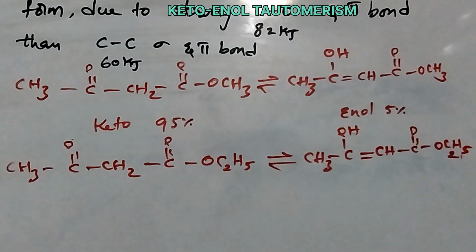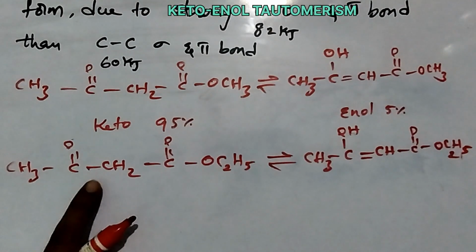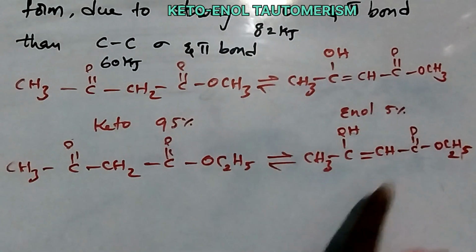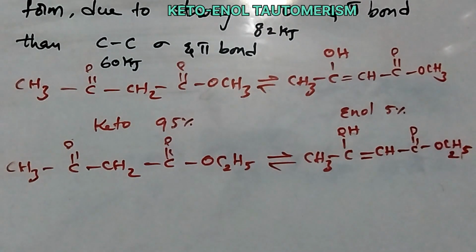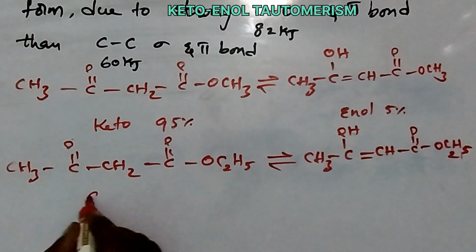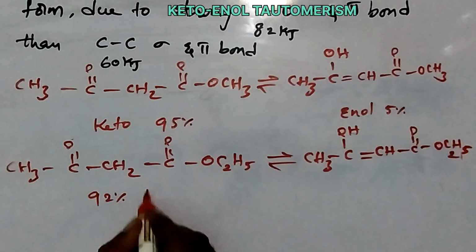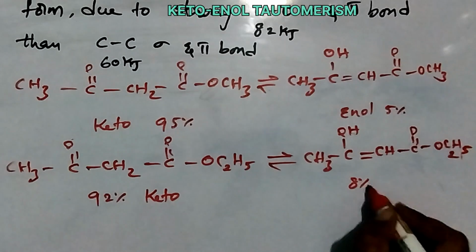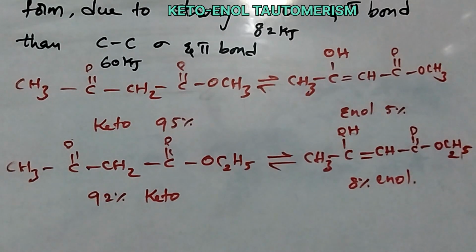Okay, so the same thing here also. This carbon has 5 alpha hydrogens, and any one of the alpha hydrogens will shift. So in this type of compounds, the keto form is more stable. Keto form is more stable. So keto form is 92%, and 8% is the enol form.